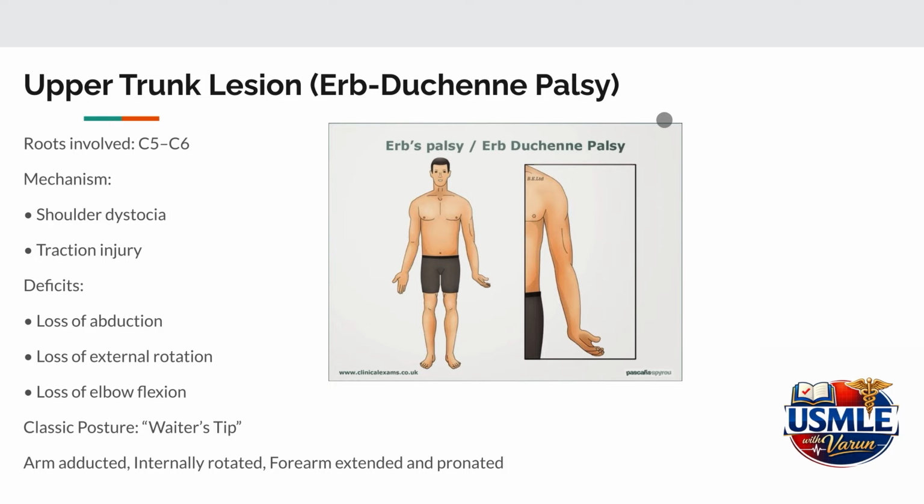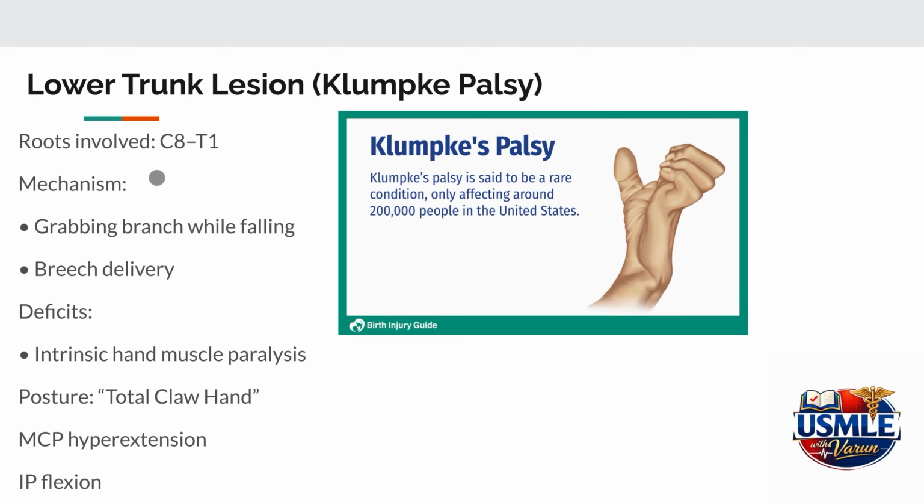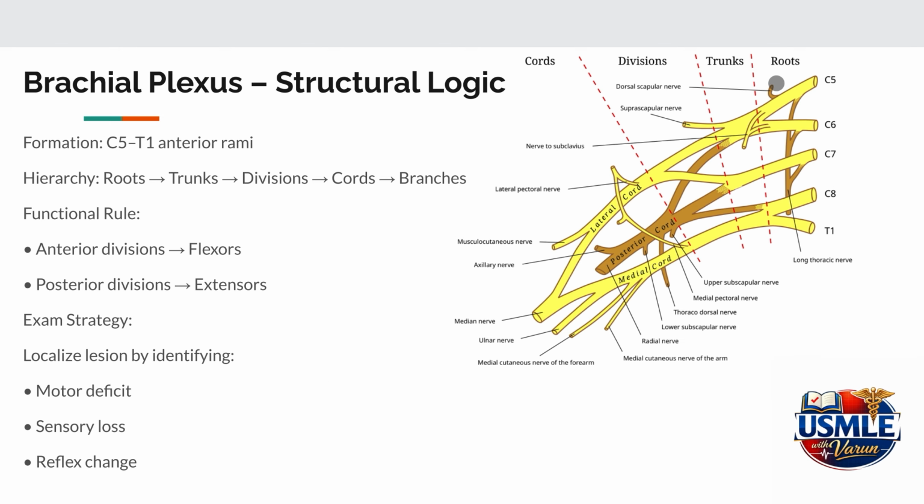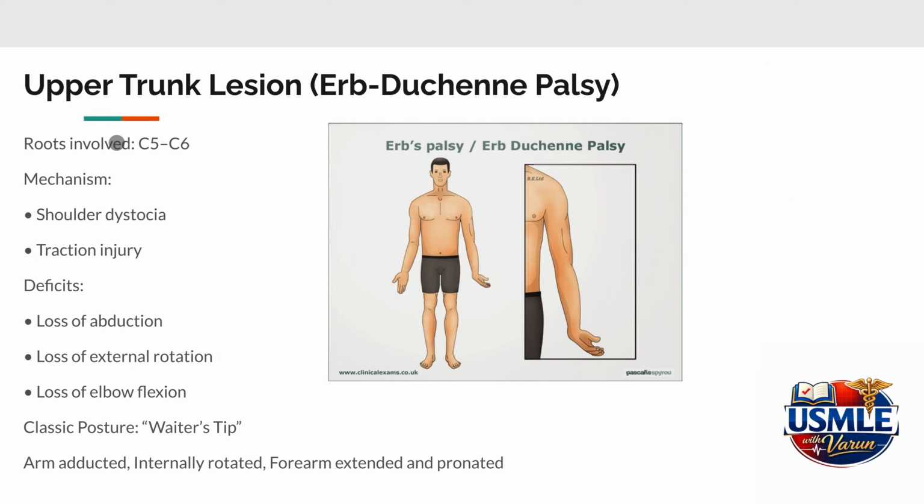Now let's try to understand about Erb-Duchenne palsy. Erb's palsy results from injury to the upper trunk of the brachial plexus. So we have already studied, there's an upper trunk, a middle trunk, and a lower trunk. Erb's palsy results from injury to the upper trunk of the brachial plexus involving the C5 and C6 nerve roots. It often occurs during difficult childbirth when there is extensive lateral traction on the head.